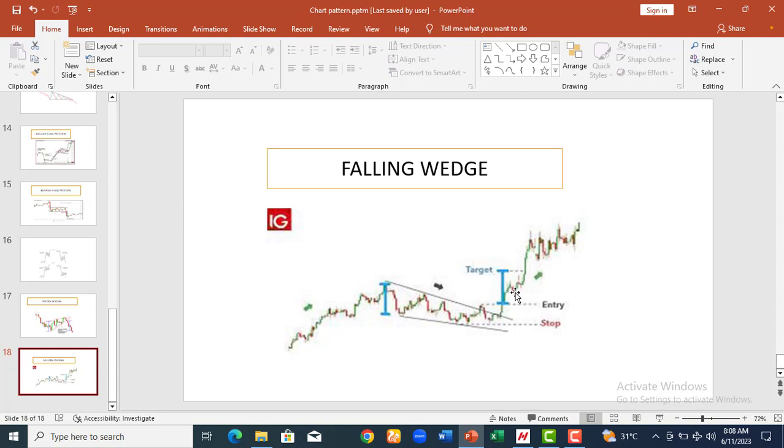So you can see this is a good falling wedge, and at the end of the day there was a break to the upside.